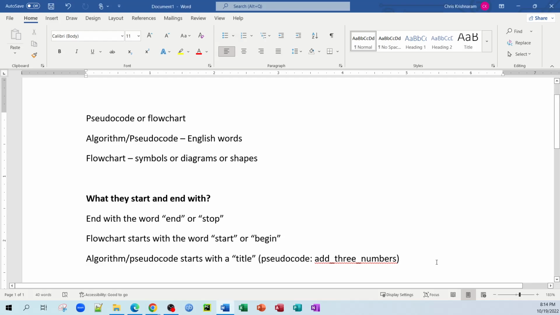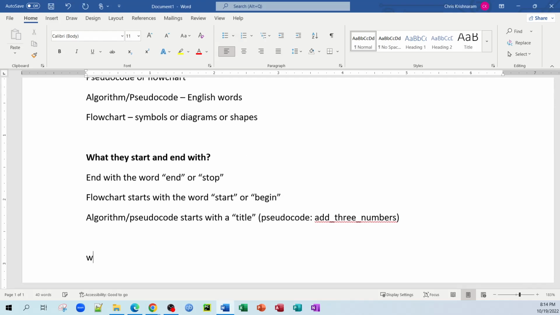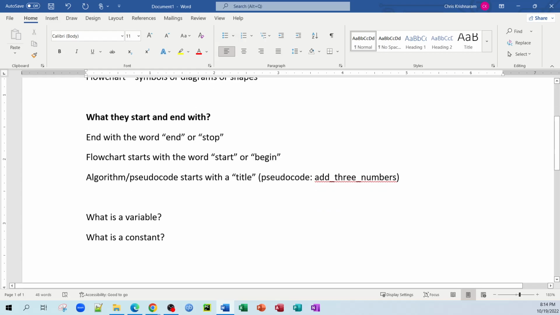Alright, so we have two terms. What is a variable and what is a constant? Who's going to tell us what's the difference? What are they?